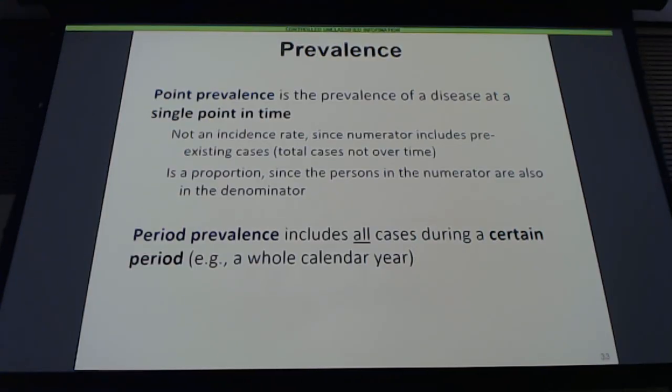Or you can do period prevalence, all cases within a certain time period, we'll say a year, right? And then we can just notice that trend there too. So you have different options.